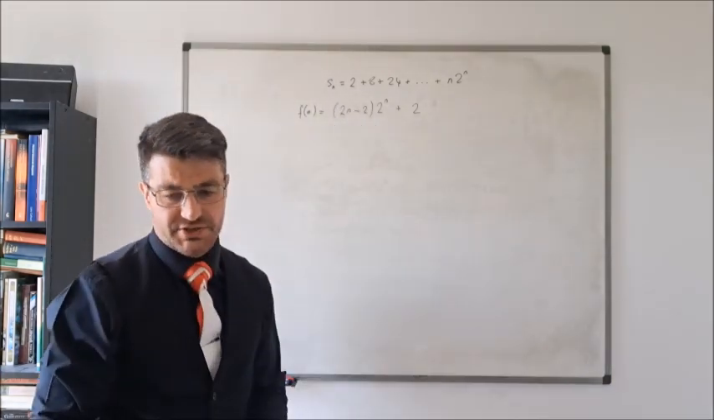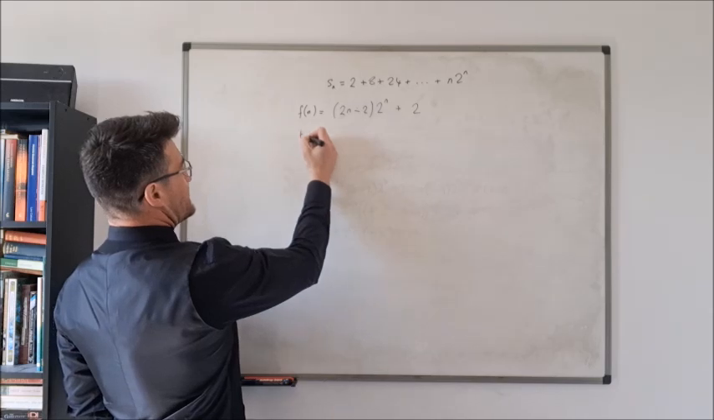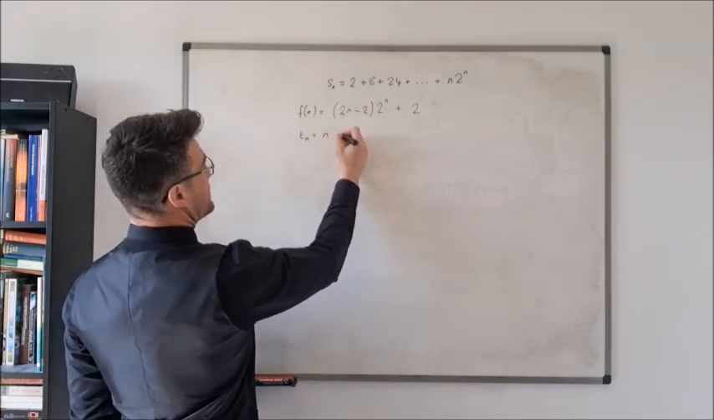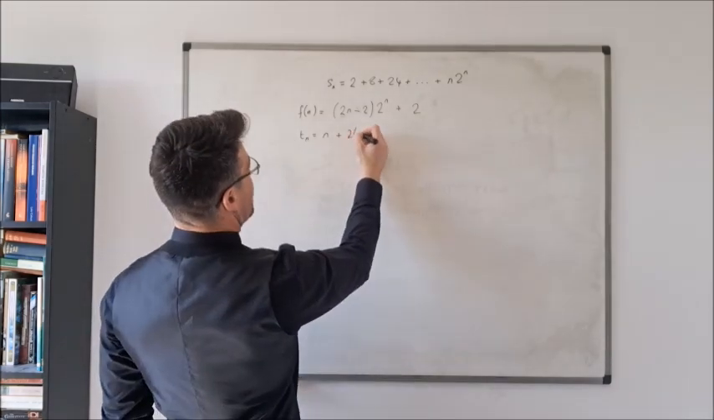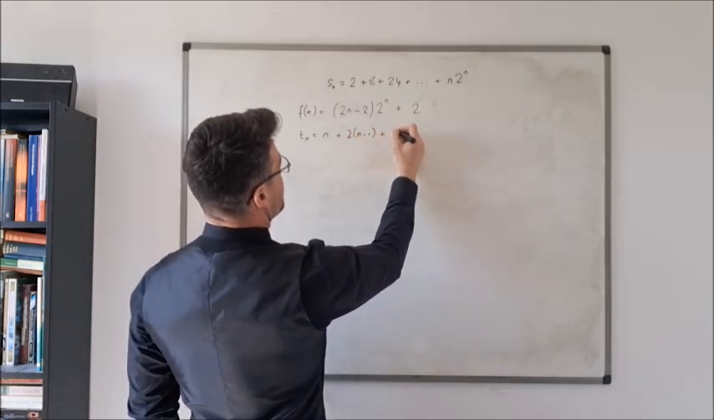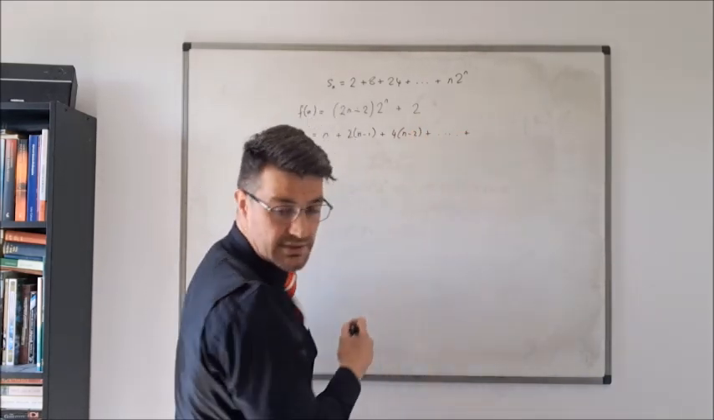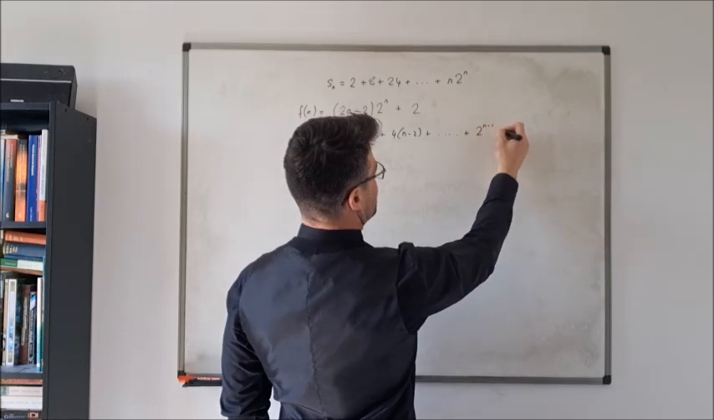Find simplified expressions for the following sums. So we've got Tn, which is equal to n plus 2n minus 1 plus 4n minus 2 plus 2 to the power of n minus 1 times 1.